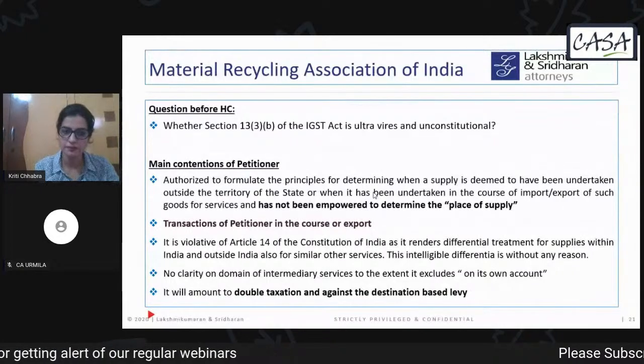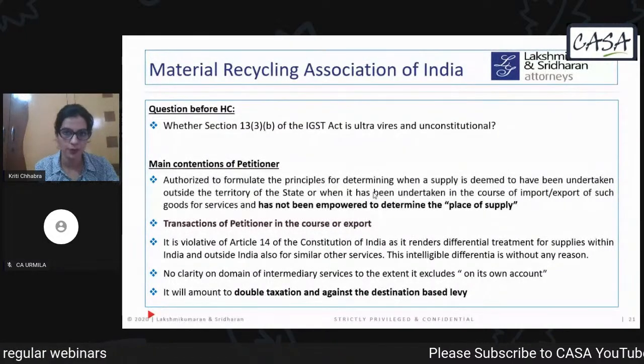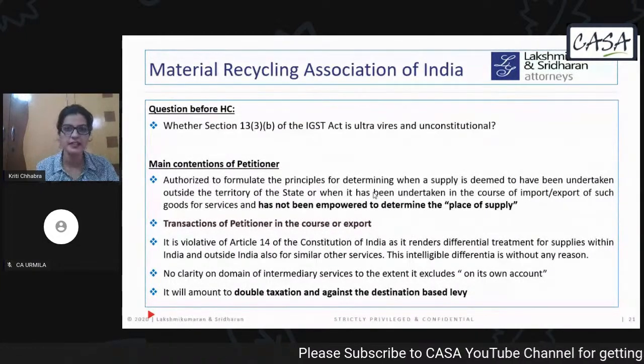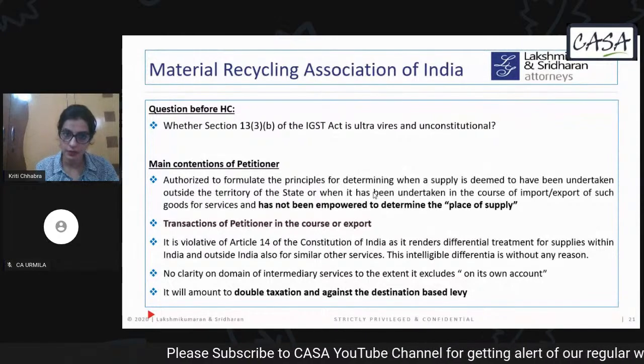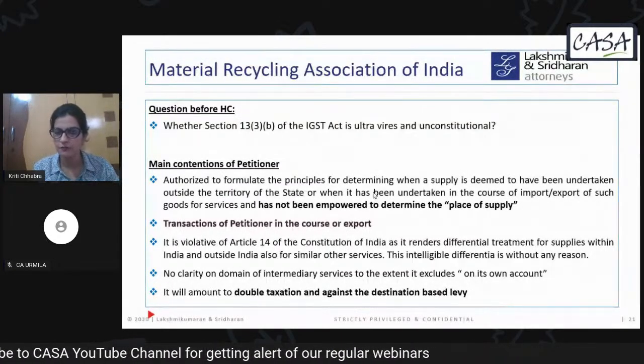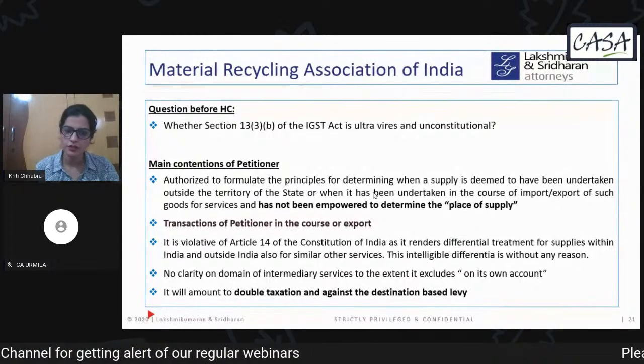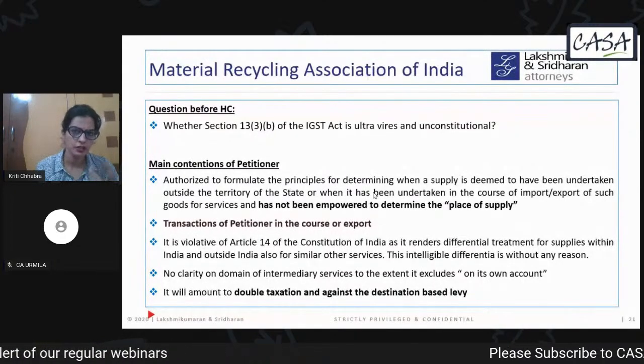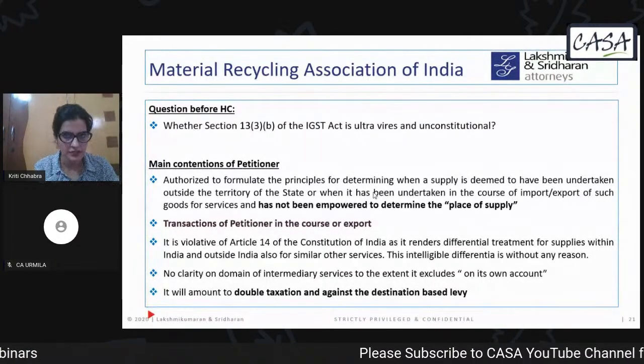His another argument was that these transactions of the petitioner are in the course of export. Basically, he is supplying these services to persons who are located outside India, and he was getting the amount in foreign currency. Therefore, these are in the nature of, in the course of, export of services only.